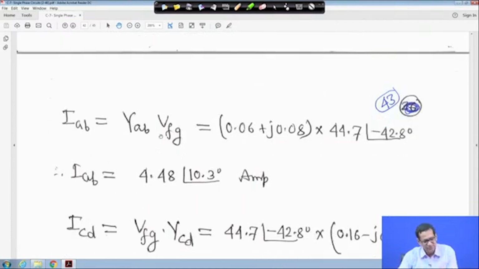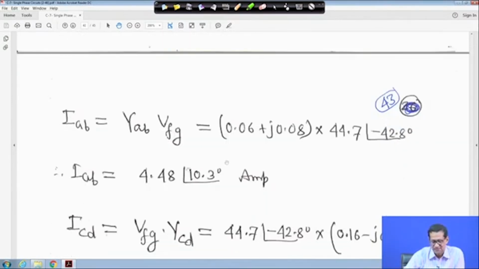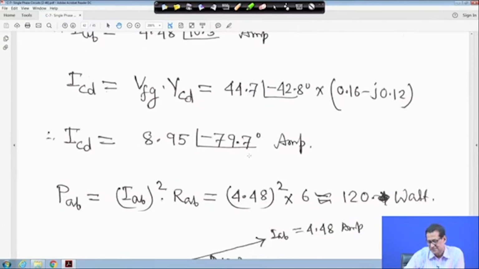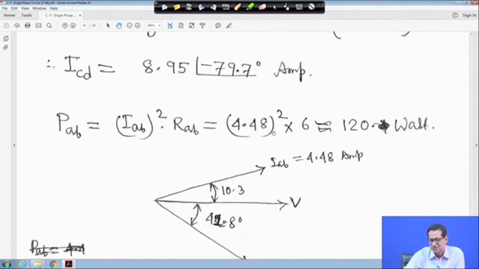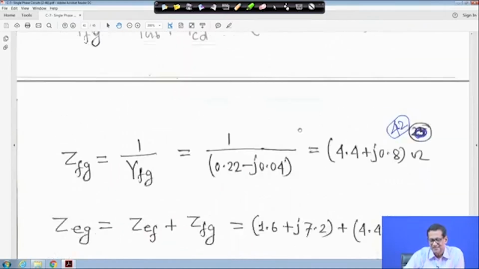Now, IAB is equal to YAB into VFG. So we got YAB, and VFG we computed here. So IAB will be this much, 4.48 angle 10.3 degree ampere. Similarly, ICD will be VFG into YCD. So it will be 44.7 angle this one into YCD, it is coming 8.95 angle minus 79.7 degree ampere, right. And PAB, the power loss, is equal to IAB square RAB. So IAB is equal to 4.48 squared and RAB is equal to 6. So it is 120 watt, right. Again and again I have not come to the circuit, otherwise it will consume a lot of time.